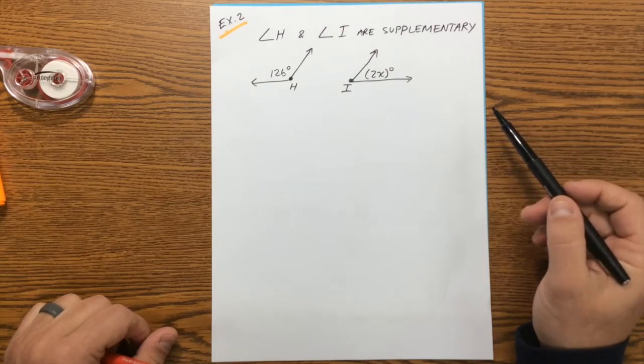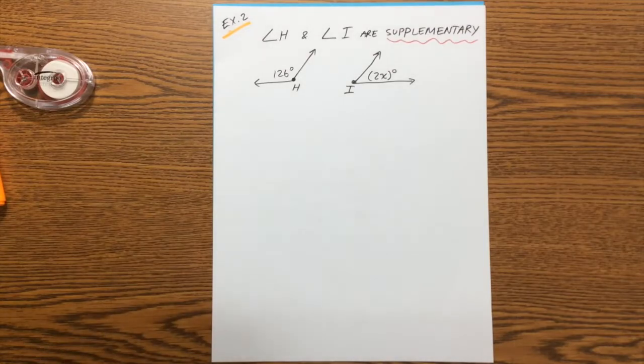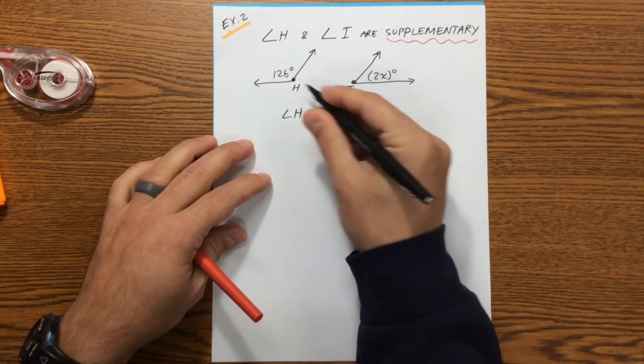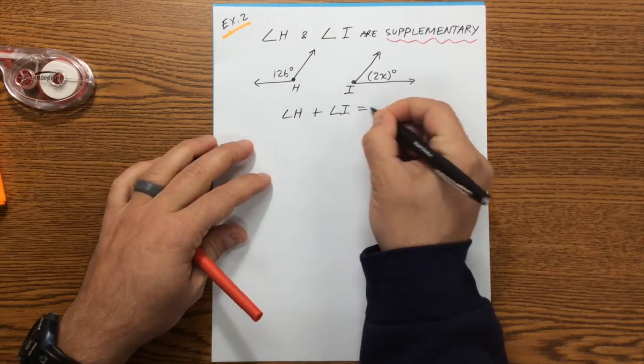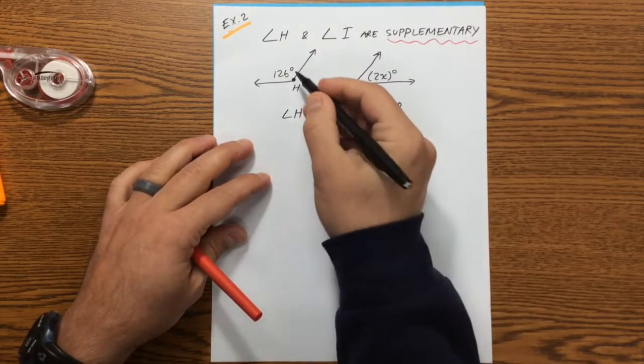Same type of thing. Do you remember what supplementary means? You got to memorize this, guys. There's no way around it. Supplementary means that the sum of the angles is equal to 180. So we know that the measure of this angle and the measure of angle I is going to equal 180 degrees. That's what supplementary means.